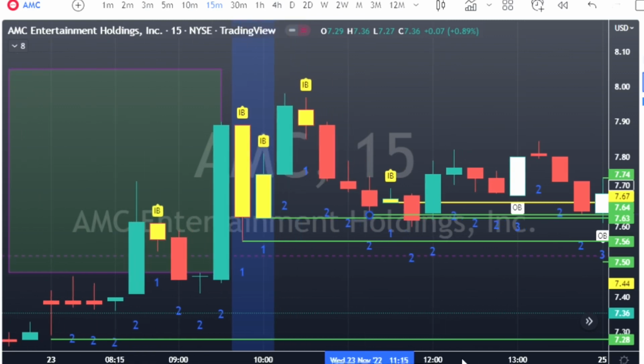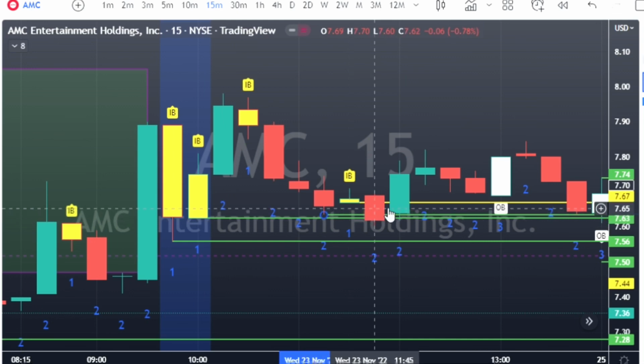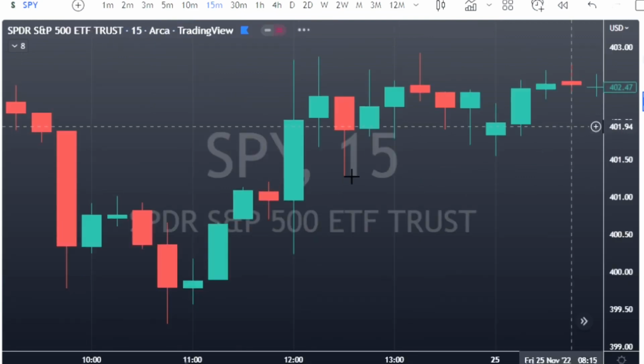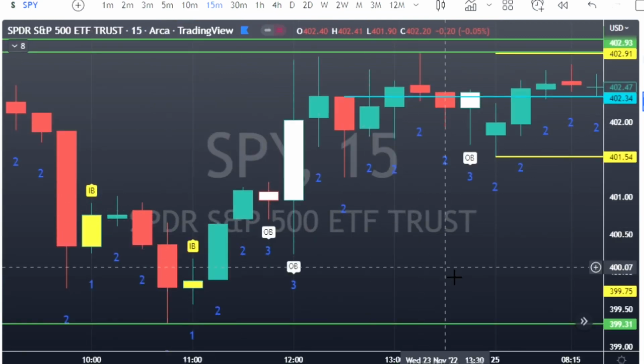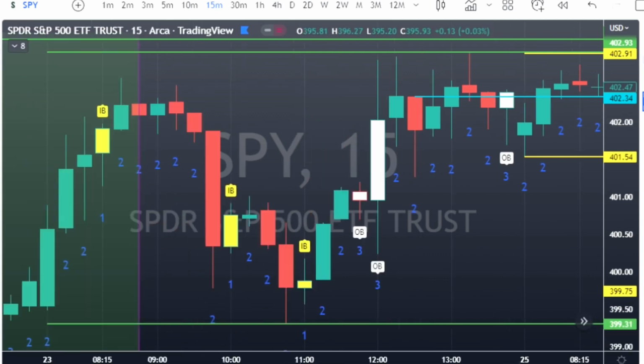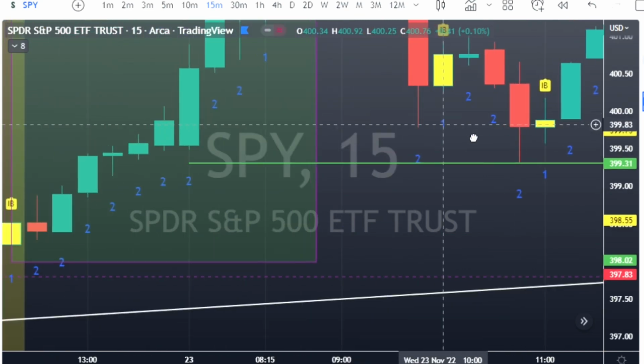Guys, this is on the 15-minute time frame, but it works on multiple time frames. Even the next setup I'm going to look at, I'll move over to SPY. Let's look at SPY. That was AMC. Let's take a peek at SPY here. We'll go to the 15-minute. I have a box on SPY as well. There we go.